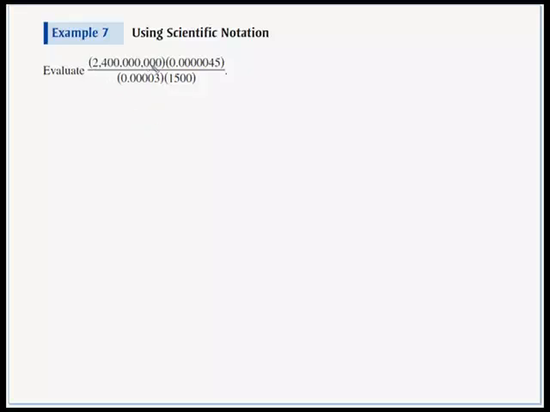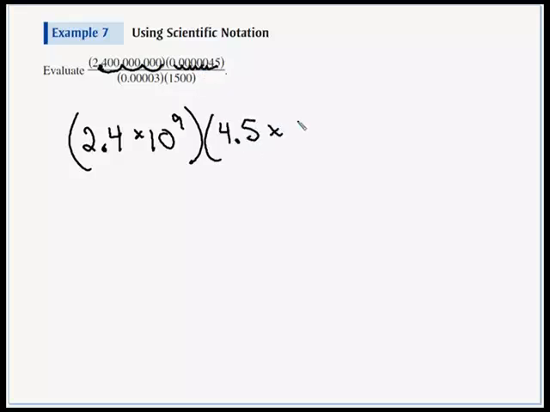Here we have 2,400,000, or 2.4 times 10 to some power. And that power, our decimal, we want it to be right here. We're going to move that decimal 3, 6, 9 spots. 10 to the 9th power. And we're going to multiply that by this number in scientific notation. I'm going to move the decimal 1, 2, 3, 4, 5, 6 spots. So 4.5 times 10 to the negative 6 power.